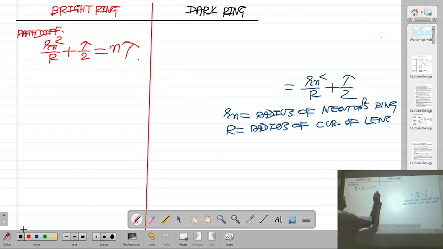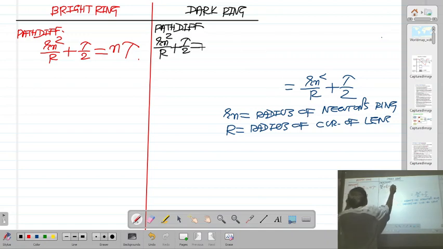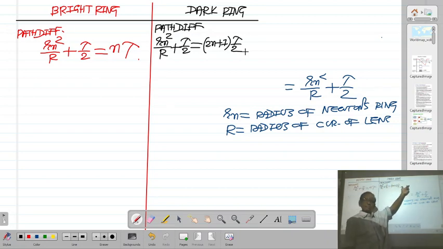Similarly, the points at which the path difference small r square upon capital R plus lambda by 2 is not n lambda but (2n plus 1) lambda by 2, at those points destructive interference will occur, and those points will form a dark ring of radius Rn.